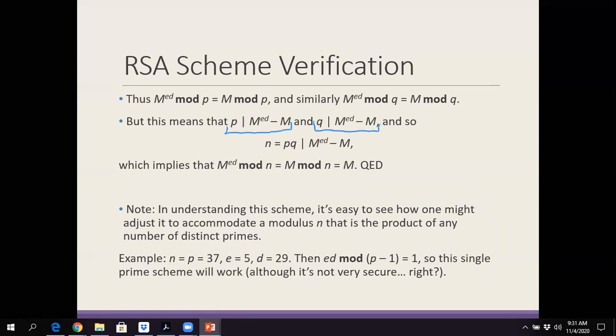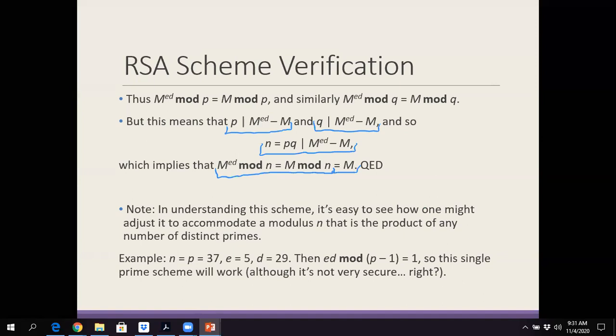Since p and q are two different primes, you know that n, which is equal to pq, will divide that difference. And now, my friends, you are done. Because you've just shown that the product of p and q, which is n, divides that thing, which means that m to the ed mod n is really just m mod n, which, by the way, is just m. Because m, after all, was a message, like a block, and that thing was smaller than the modulus in the first place. So we get the message right back. Yeah? I think that's amazing.